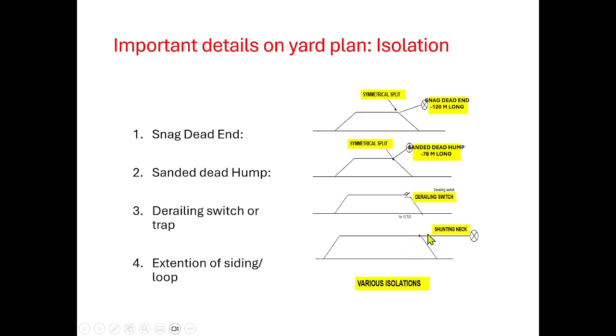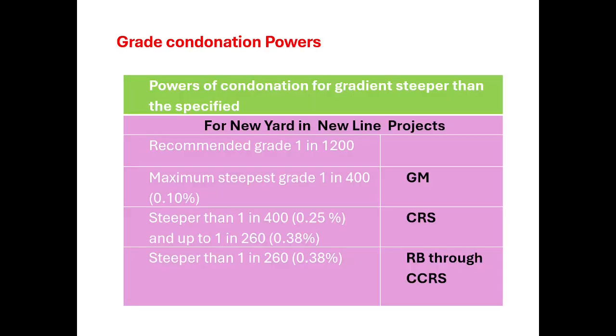But it will all be signal controlled. The moment the movement is there, it will automatically be signal controlled. This is something about the isolations we are supposed to keep in mind when designing our layout. Now, on continuation of gradient steeper than specified: whenever we design our stations, we must ensure the recommended grade is 1 in 1200, but the maximum steepest grade permitted is 1 in 400, which we can do with the approval of GM.